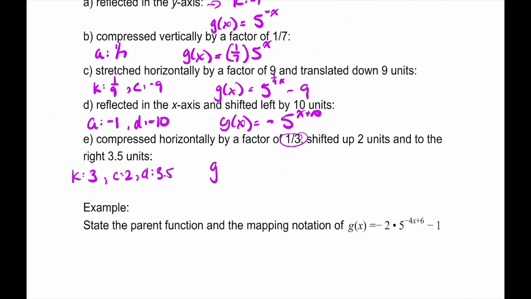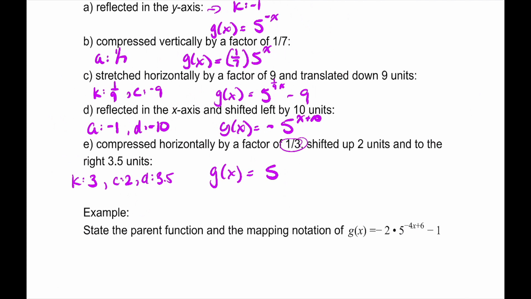So here g of x then is equal to, I don't have an a value, so here I'm just going to have 5. My k is 3. So this part is tricky because now I need a bracket here, x, whatever my horizontal shift here, so that's going to be x minus d, so it's going to be x minus 3.5. So we need that in the brackets before we multiply by 3, and then shift it up 2 units, so we're going to add 2 on the outside. Okay, so that's what that expression looks like, that equation.